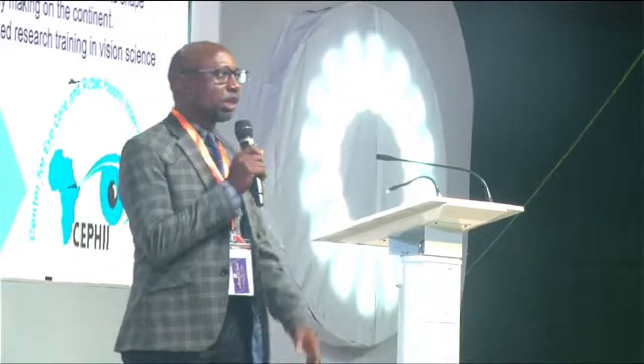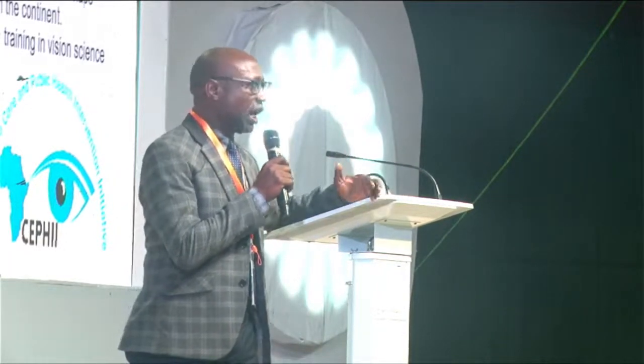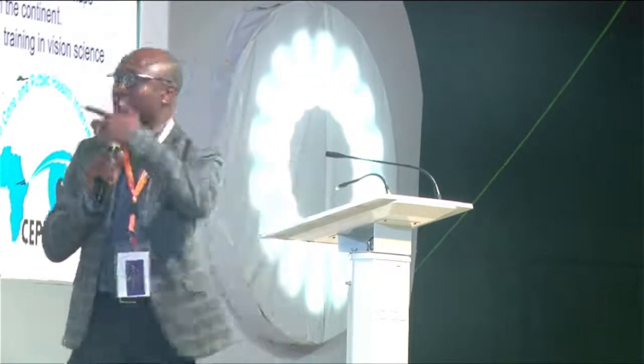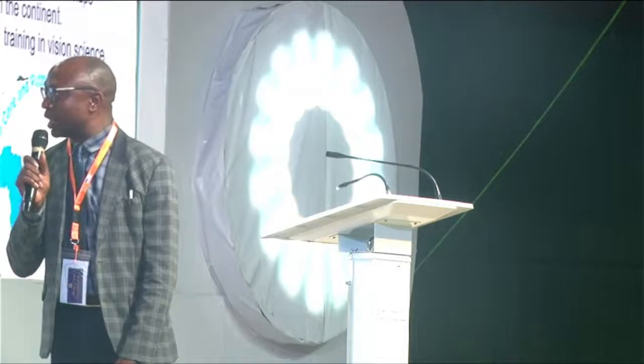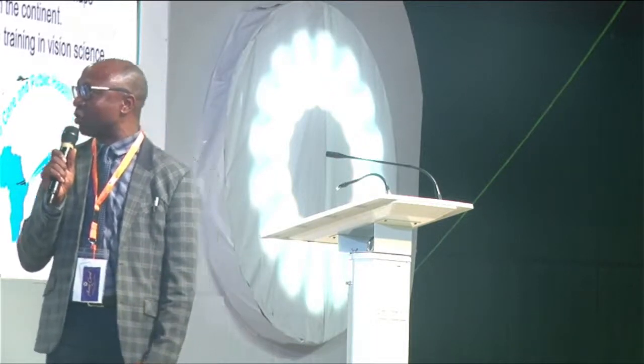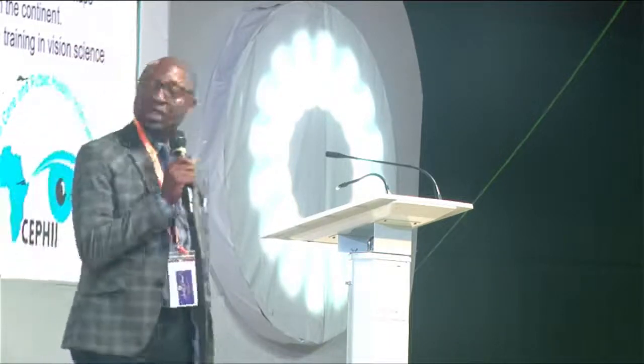Next slide, and next. So in 2020, just at the beginning of the COVID pandemic and just before the lockdown started, a group of African vision researchers, about 10 or 11 of us, came together to think about what we can do to change that problem, which I'm sure some of us will agree does exist. And so we came up with the idea of setting up the Center for Eye Care and Public Health Intervention Initiative. Next slide.